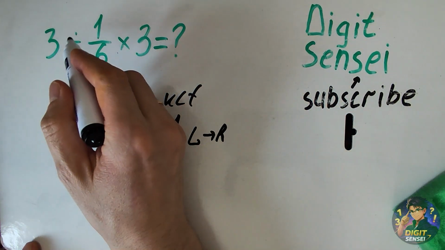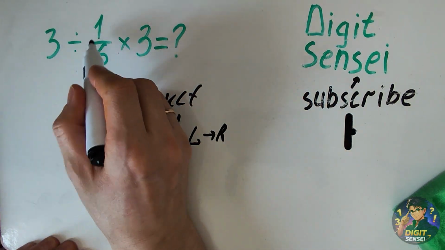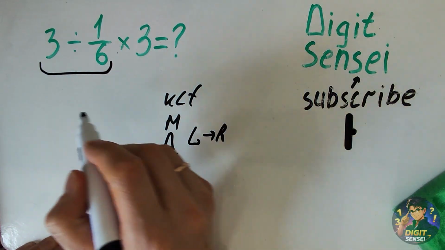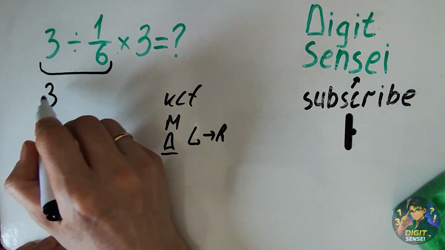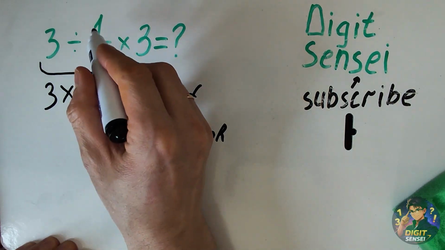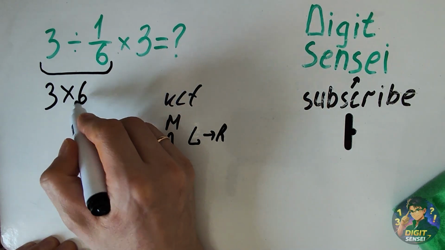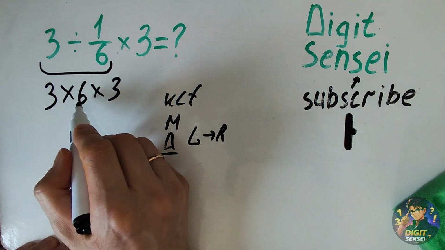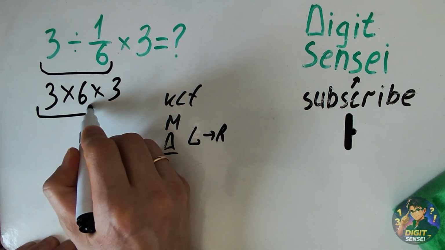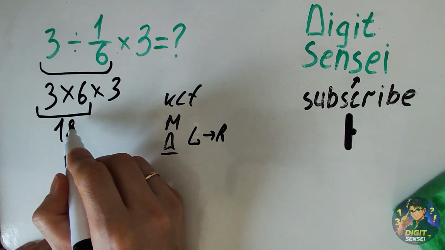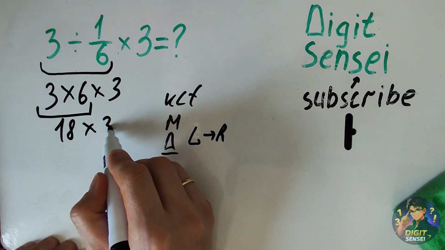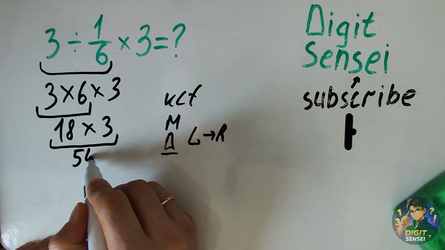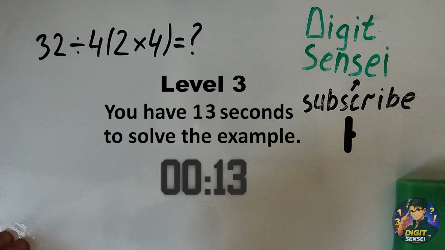So first we have to do this division. 3 divided by 1 over 6. According to the KCF rule, we can write keep the first fraction, change division to multiplication, and flip the second fraction. Then times 3. So 3 times 6 gives us 18. So 18 times 3, which gives us 54. And this is our final answer to this problem.